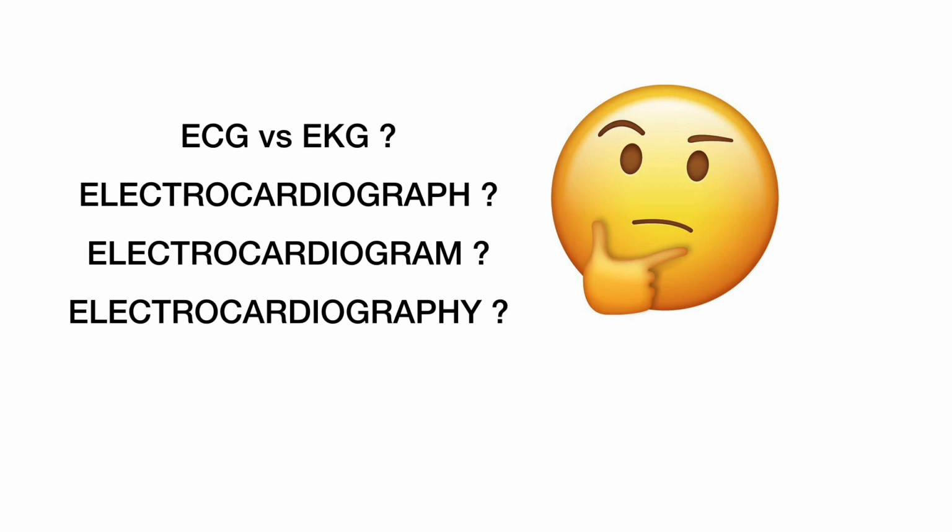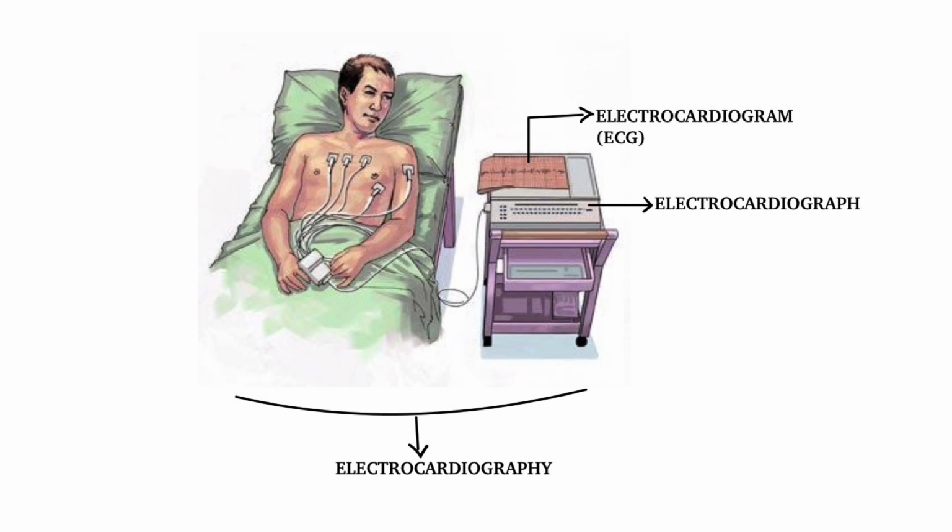Electrocardiogram: it is a paper that we see filled with waves and lines. Because the paper is looking like a graph paper, don't think of it as electrocardiograph. It is electrocardiogram only. Electrocardiography: it is the name of the procedure. Here is the image showing electrocardiogram, electrocardiograph and electrocardiography. Hope now you might have understood well.